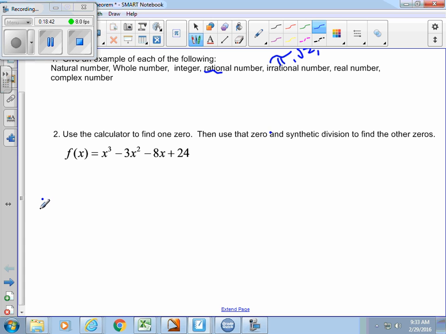Okay, now on the last slide and on the last homework, they gave us a 0, and then we were asked to find the other zeros, right? Well, I have a cubic, and they don't give me a 0. So I want you to get your calculator out and go to your y equals screen and graph this function.